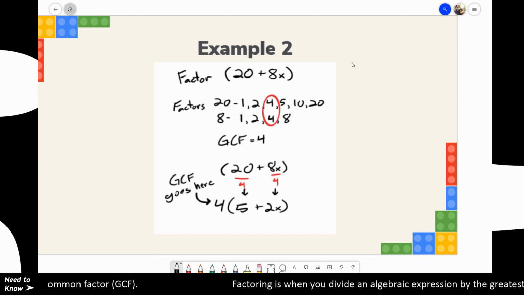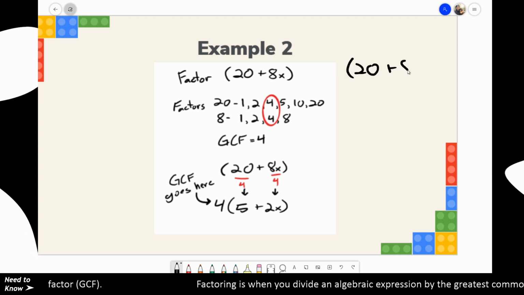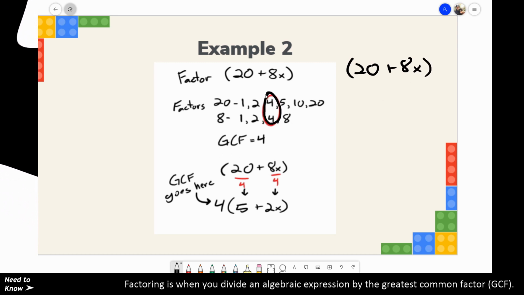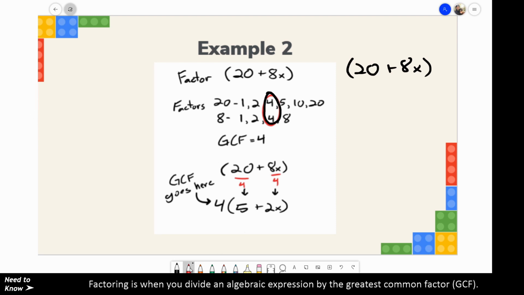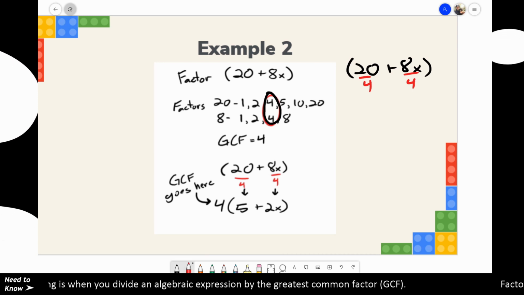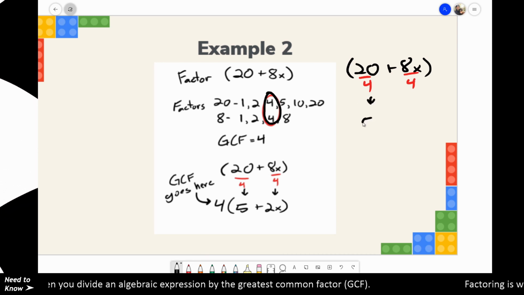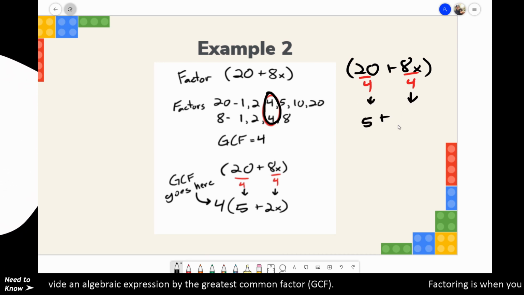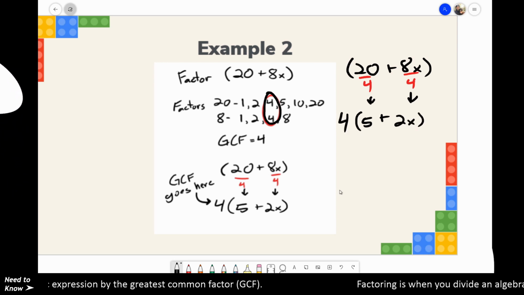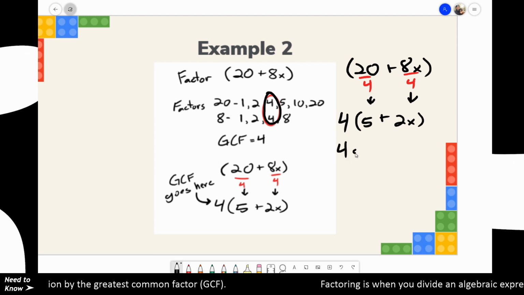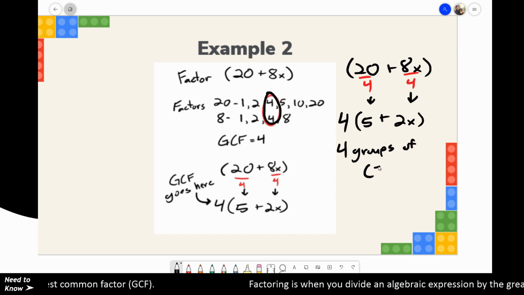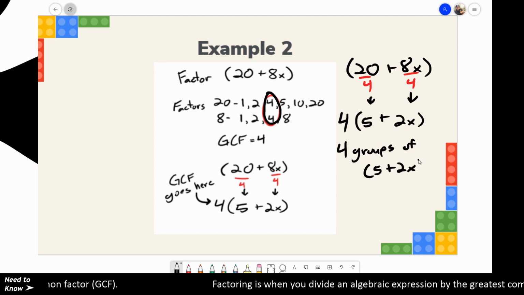Here's another example. Let's factor 20 plus 8x. My GCF of 20 and 8 is 4. So every term inside the parentheses gets divided by 4. Well, 20 divided by 4 is 5. 8x divided by 4 is 2x. And the GCF goes outside the parentheses. What this means is I have 4 groups of 5 plus 2x.